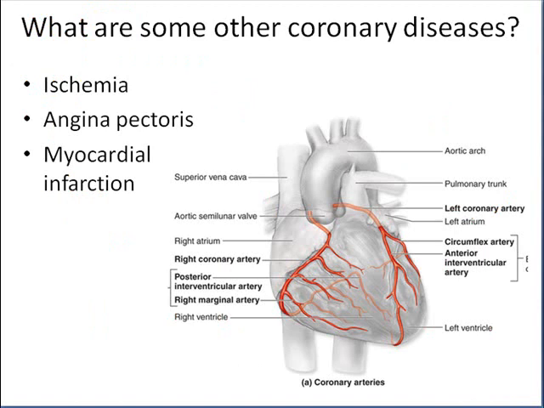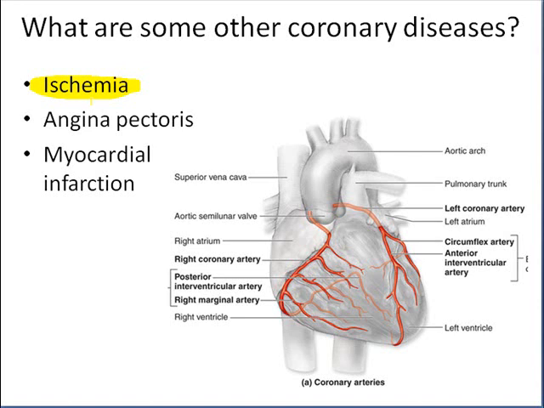I want to talk just in one slide over several other conditions that are common coronary diseases. Again, these are not all of them by any stretch of the imagination. I just picked a handful of really common ones. People oftentimes with coronary disease will develop a condition called ischemia. And ischemia simply means reduced oxygen to particular tissues. So when tissues become ischemic, they have reduced blood flow, and as a result of that reduced blood flow, they have reduced amounts of oxygen being delivered.